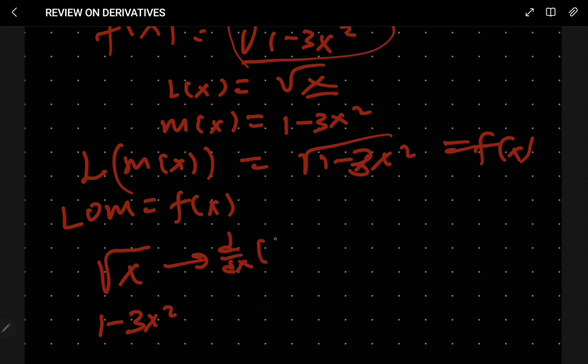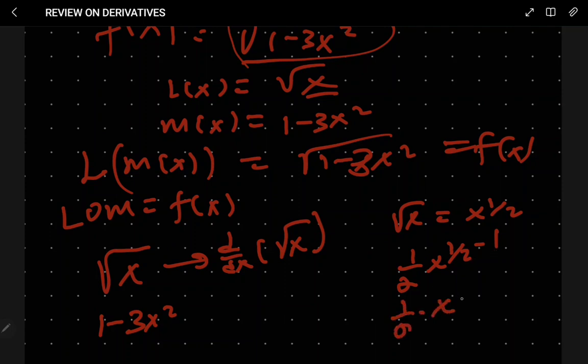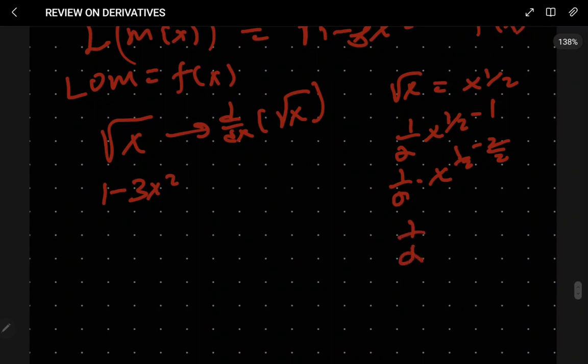d/dx of root x. We did this last time, I remember, but I can write this root x as x to the power of 1 over 2, and I can treat this like a polynomial. So this is the same as 1 over 2 times x to the power of 1 over 2 minus 1. So I can do this as 1 over 2 times x to the power of 1 over 2 minus 2 over 2, instead of that 1. So this is 1 over 2 times x to the power of negative 1 over 2.